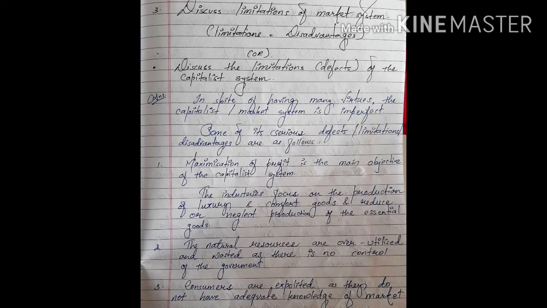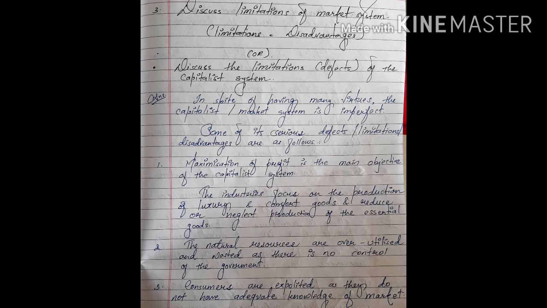Third question is discuss limitations of market system. We can also call limitations disadvantages, or ask discuss the limitations of the capitalist system. And the answer is, in spite of having many virtues, the capitalist market system is imperfect. Some of its serious limitations are as follows.